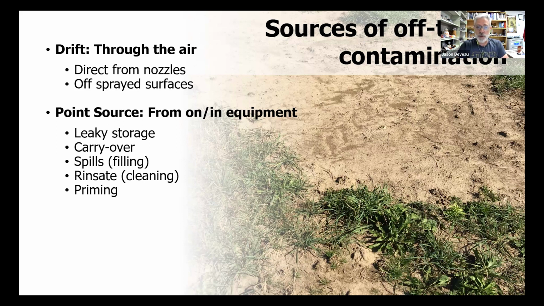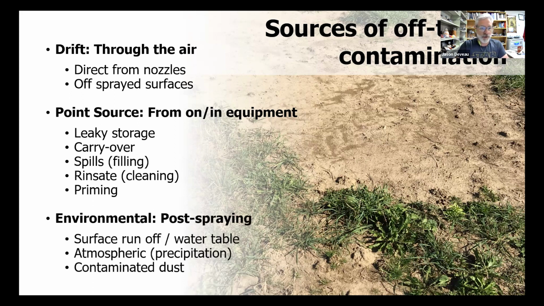One is point source, and that's any product that comes from on your equipment or from out of your equipment. It could be leaky storage, it could be carryover in your sprayer or in your tender systems. It could be spills, however small, when you're filling. It could be, what do you do with your rinseate? Oh, we just make that go away during cleaning, or even priming the boom, which tends to take place at the entry of a field over and over and over again.